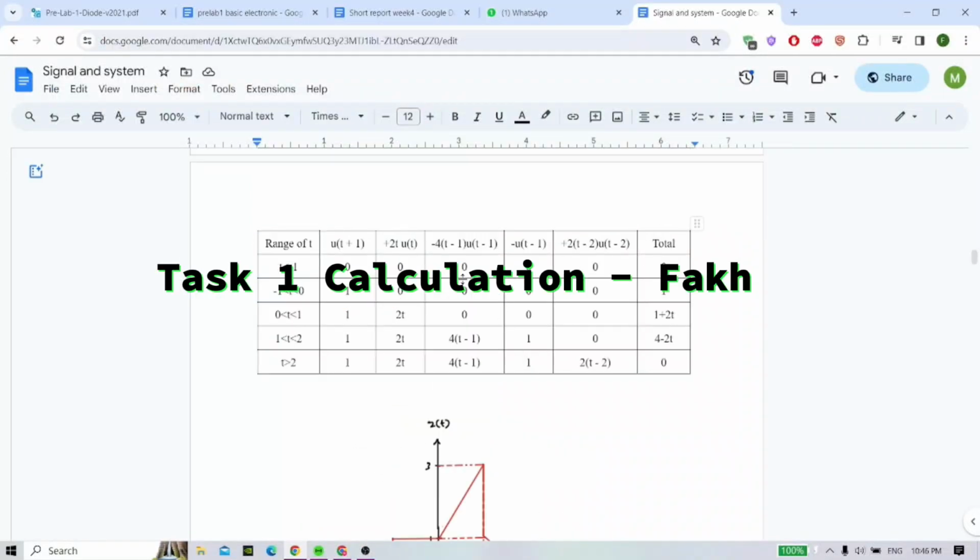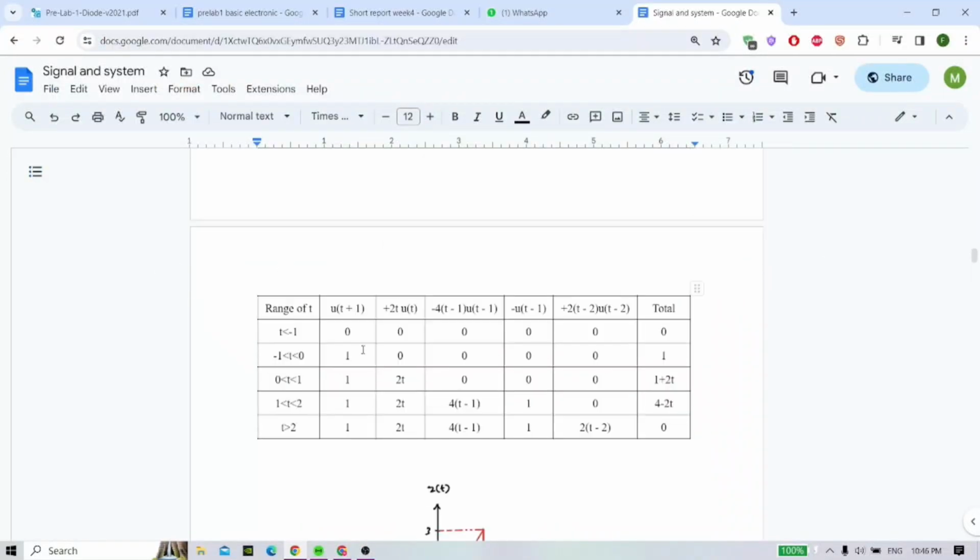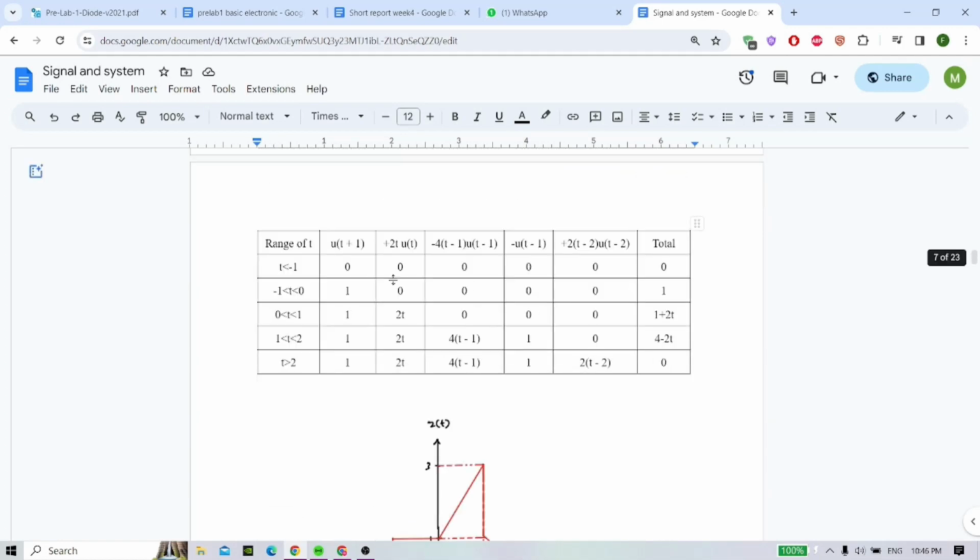For question number 1b, firstly we need to find the general equation of the triangle and rectangular. After that, we can use the table method, where we separate each of the functions and find the value for each function from the range of t. For example, I take t less than -1 and every function would have a 0 value.